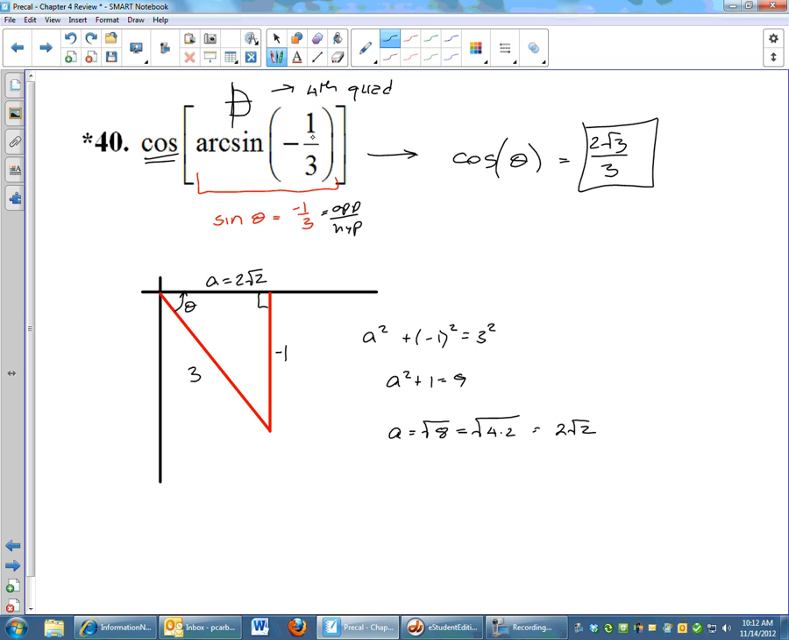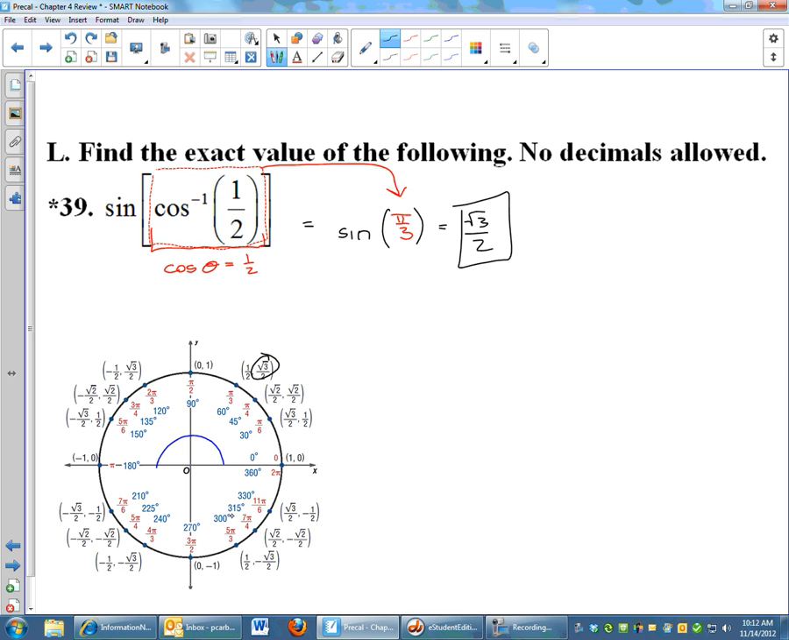And you know what? Even if this were on the unit circle, you can still do triangles. And that's actually what I'm going to do. I'm going to go back to number 39. Even though this technique works just fine using the unit circle, I could also draw a triangle and solve this on a triangle in case you think that's easier. I personally think it is.